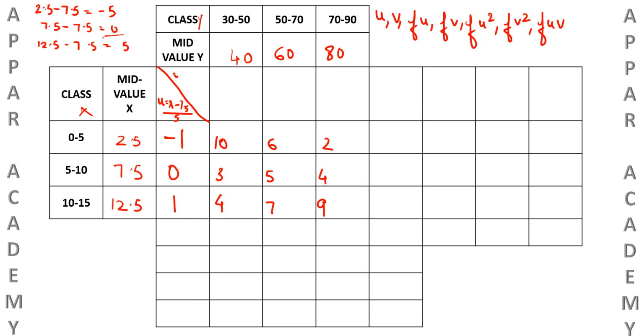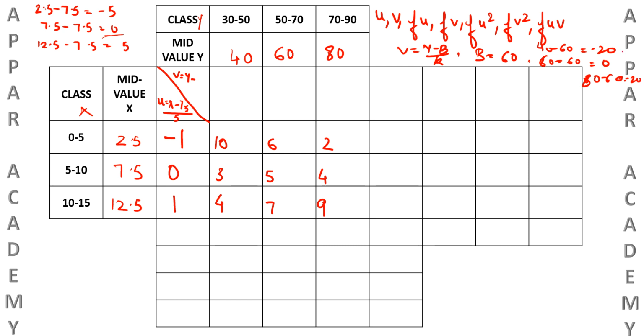Now we'll talk about v. v is equal to y minus b upon k. From here, we have 40, 60, 80. What should be our b? It will be easiest to take b as 60 because the values will become minus 20, 0 and 20, right? 40 minus 60 will be minus 20. 60 minus 60 will again be 0. Then 80 minus 60 will be 20.